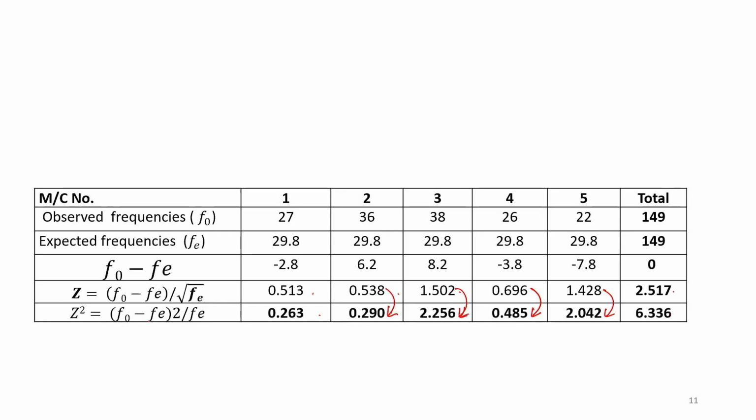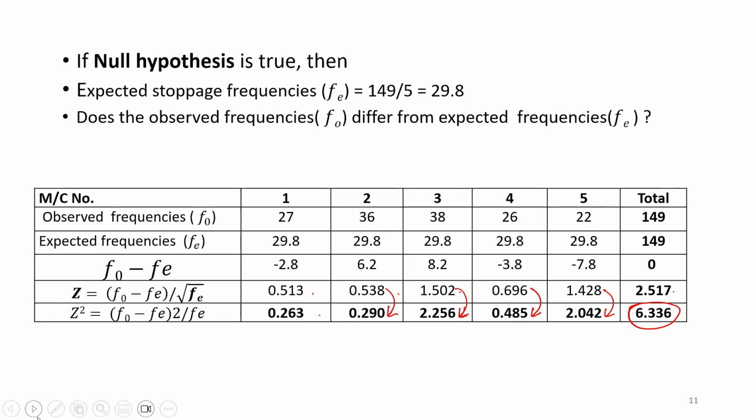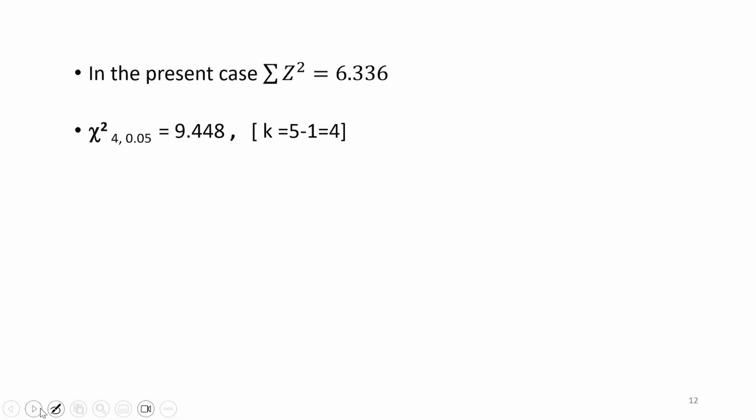Now we have to sum the z squares. How much is the sum? Here this sum is given as 6.336. So this is the value of chi-square. Chi-square, the sum of z squared, is 6.336, which is also the calculated value of chi-square.